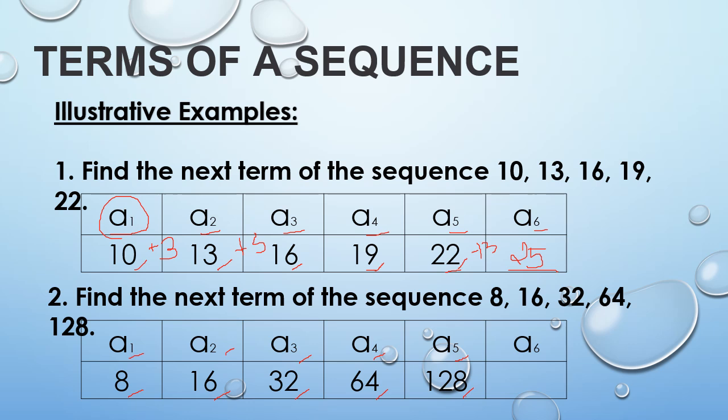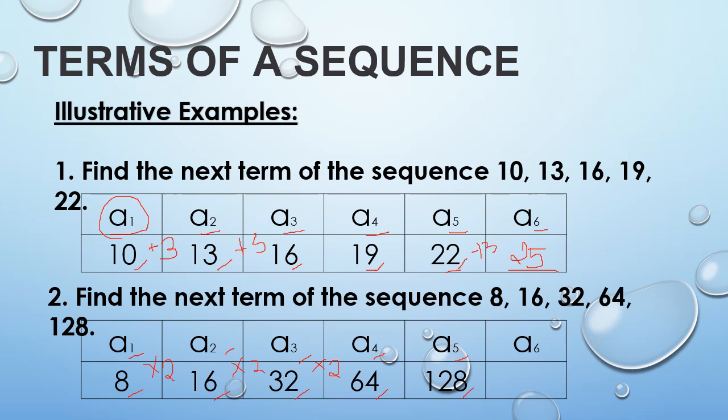Alright, do you have your answer? So as you noticed, we have 8 and then 16. We just multiplied the first term by 2. So 8 times 2 is 16. 16 times 2 is 32. 32 times 2 is 64.